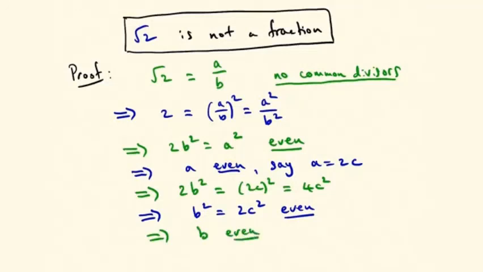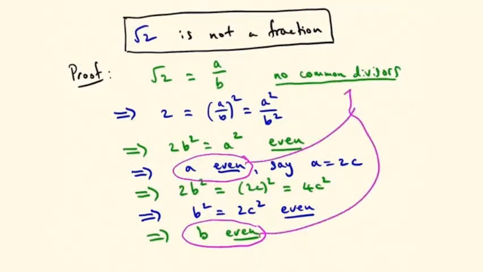Okay, now have a look. b is even, and a is even, so they're both divisible by 2. They've both got a common divisor of 2. And that contradicts the assumption that a over b is expressed in reduced form. So this is actually nonsense. It can't be true. So therefore root 2 is not a fraction.